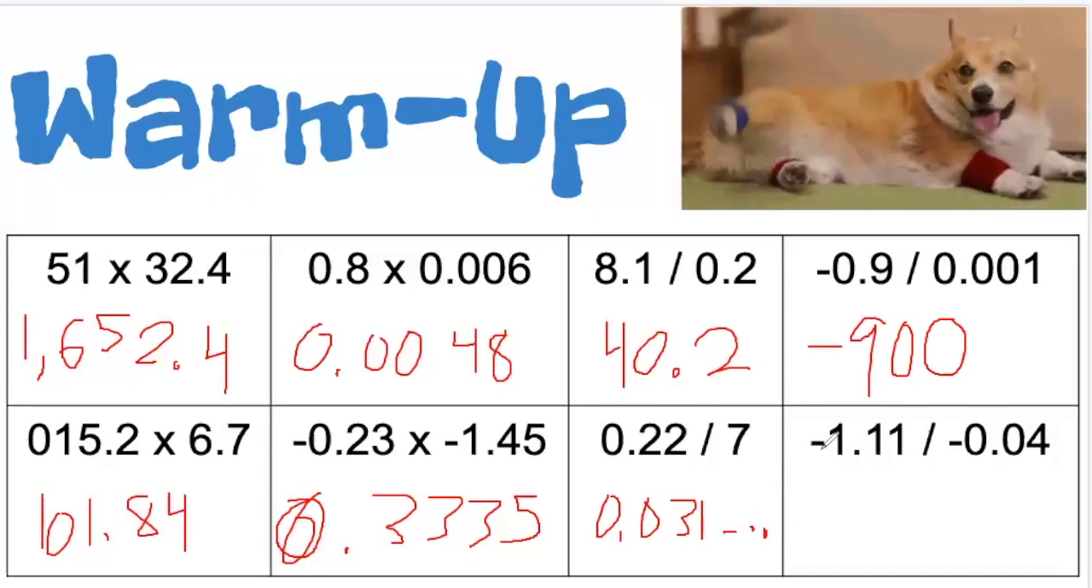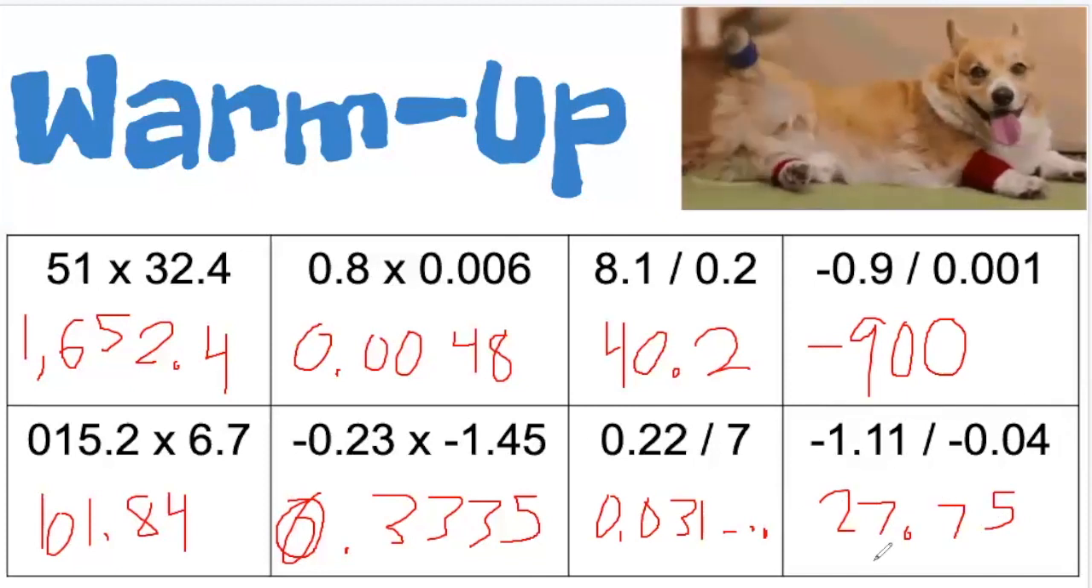And the last one, a negative divided by a negative, so I know my answer is positive. 1.11 divided by 0.04, and that is 27.75. So if I have $1.11, how many 4-cent items can I get? I can get 27 of them, and that's it.